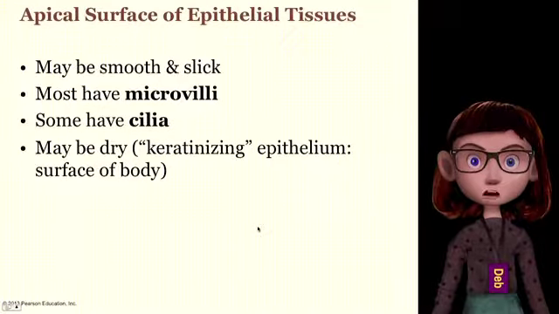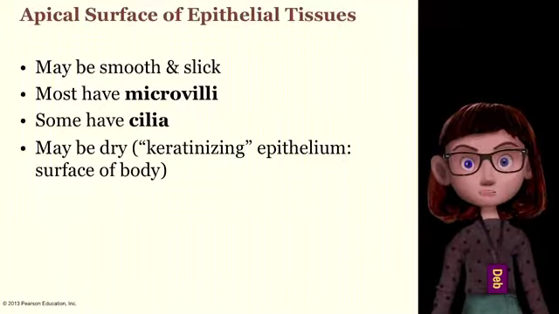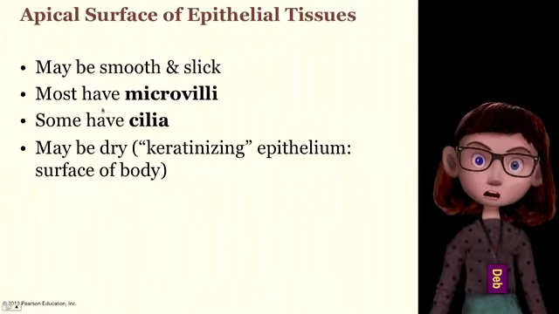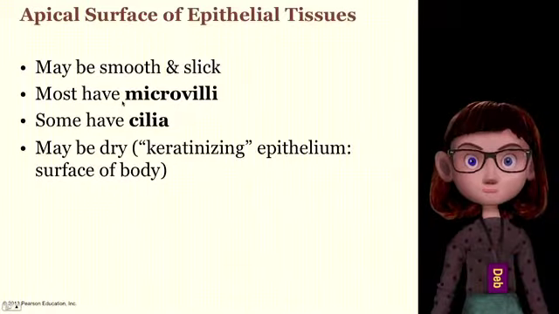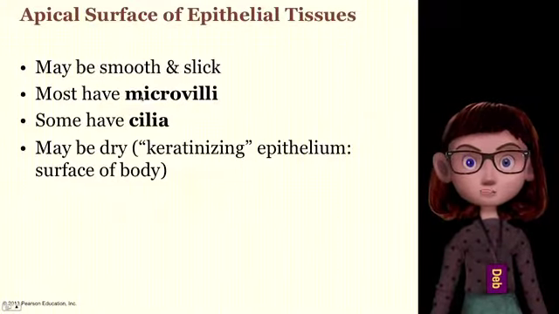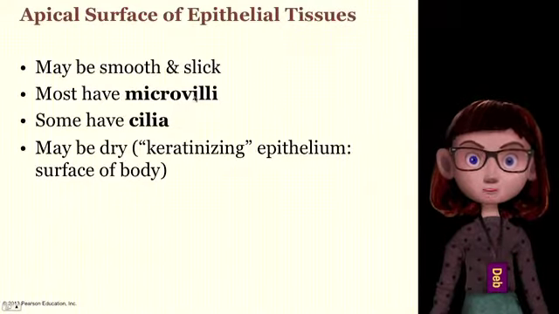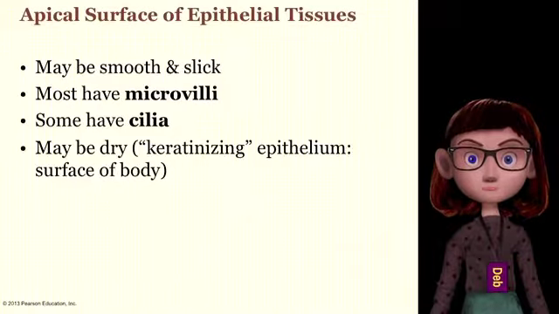So that apical surface of the epithelial tissues, depending on where it is, may be smooth and slick. Many of these epithelial tissues have microvilli toward that apical surface, particularly in the small intestine. The function of microvilli, which are little teeny projections, finger-like extensions, is that they greatly increase surface area.